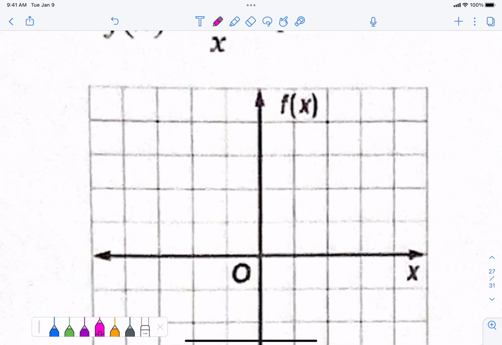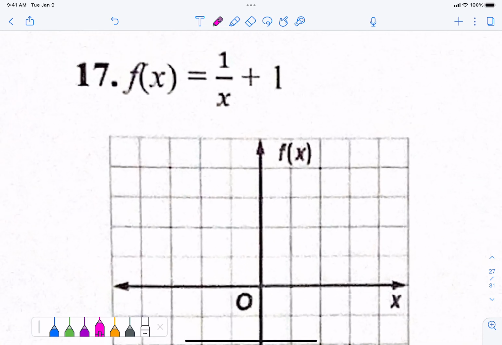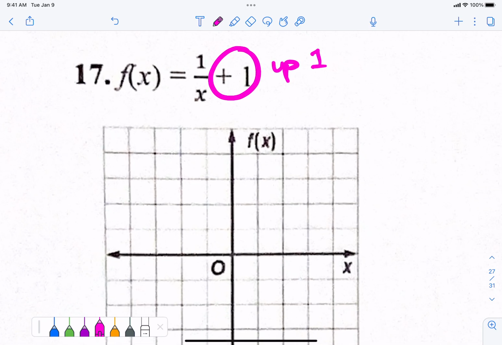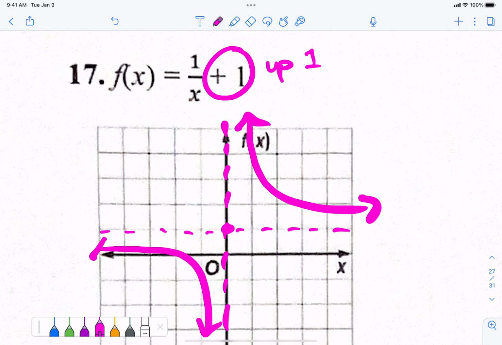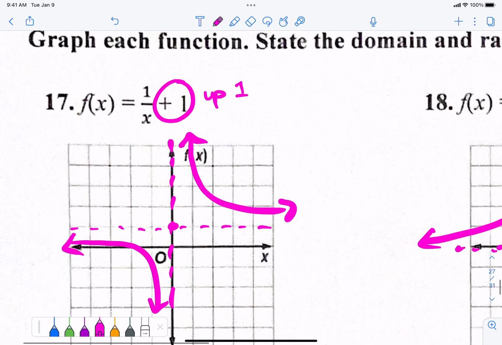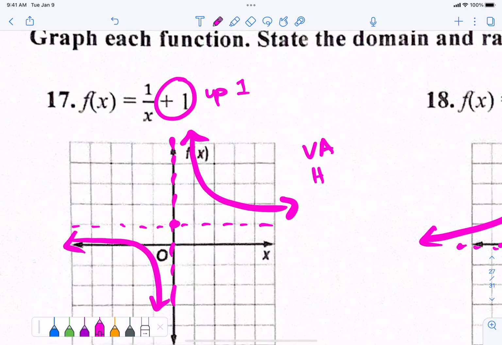Last one, 17, that we have to graph. We hate these graphs, right? Plus 1 is the only thing that's changing. 1 over x is what we start with to begin with. What's the 1 doing? Up 1, that's it. This is the easiest one. So we're going from 0, 0, up 1, so that's where my dot is. And that's where they cross. Vertical, horizontal, and this guy is here, and this guy is here. VA and HA and domain and range.